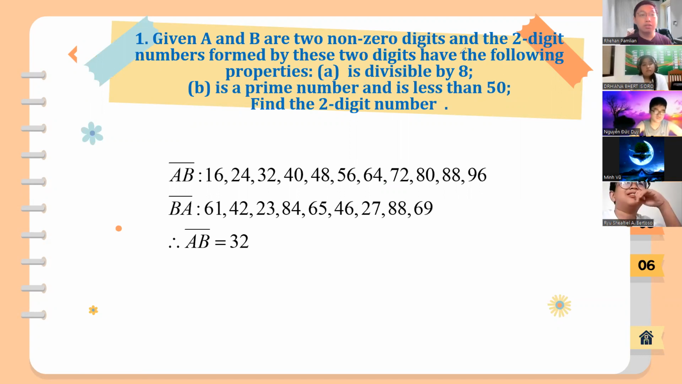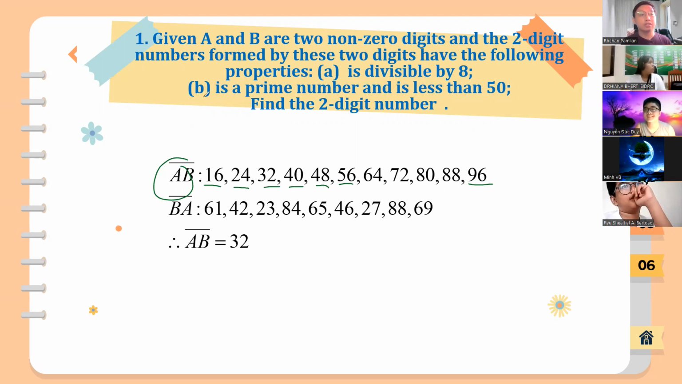Okay, for those who have missed the first question, this is a problem. You have 2 non-zero digits and 2-digit numbers are formed. So first case would be AB is divisible by 8. So possible 2-digit numbers would be this, 16 up to 96. So all of these are divisible by 8.